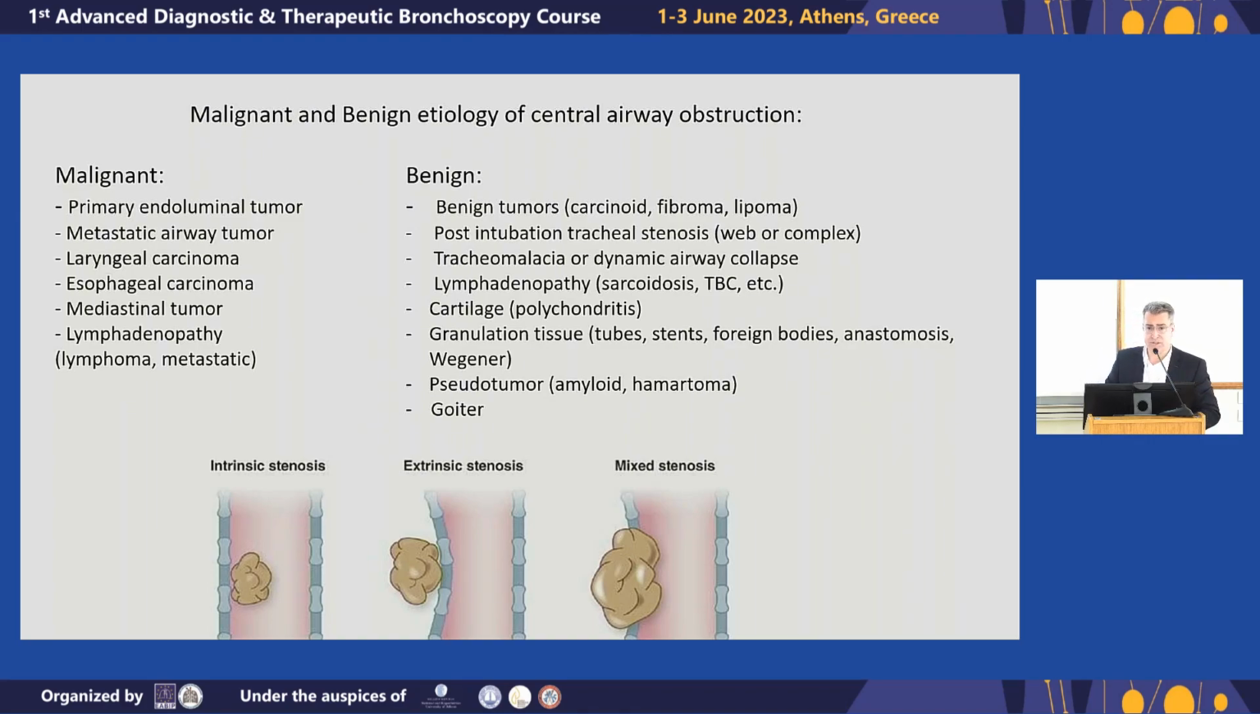Do we have an intrinsic stenosis, so our lesion is inside the lumen and we can completely remove it with our tools? Is it extrinsic stenosis, where the lesion is completely outside of the lumen? We just see that the lumen is bulging and we cannot really take sufficient biopsies with our tools. Or we have usually a mixed stenosis, where we have intrinsic as well as extrinsic issues, and then we have to decide which technique we should use.